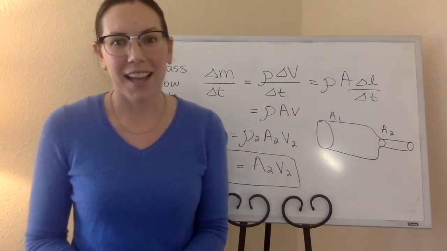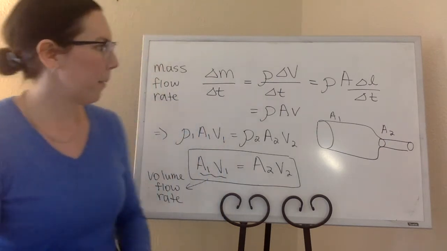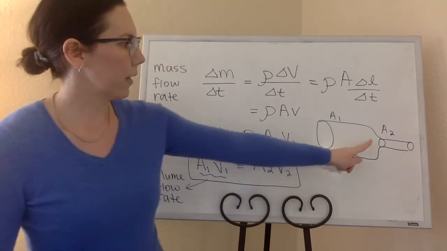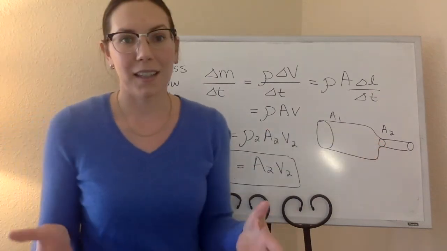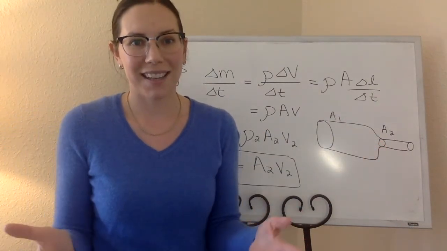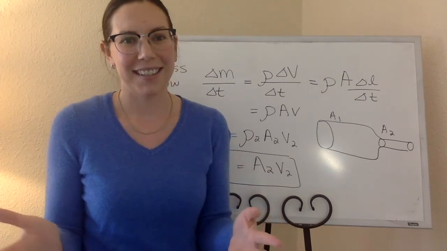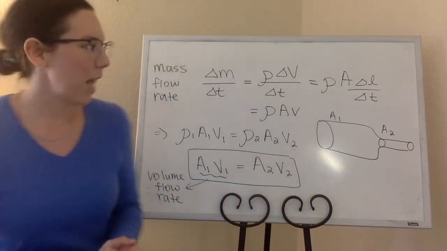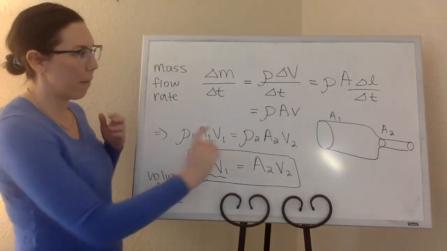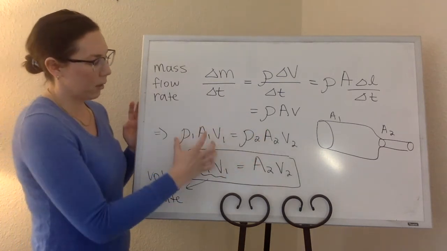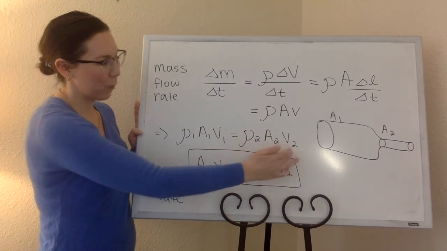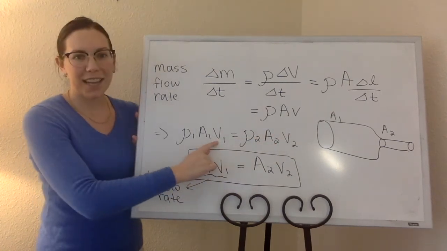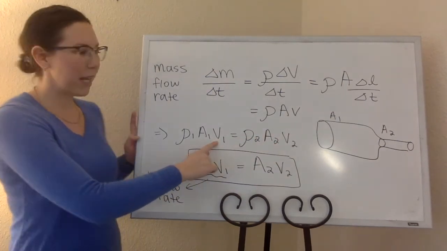Now, if we consider a pipe of varying diameter, something that looks like this, where this is A1 and this is A2, since this is enclosed and no mass can escape that container, we have to have the mass flow rate at both points equal. So we have ρ1 A1 v1 equals ρ2 A2 v2. I'm trying to use a lowercase v here to show you that this is the speed and not the volume.